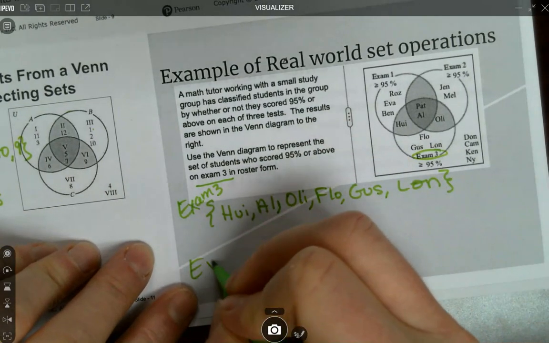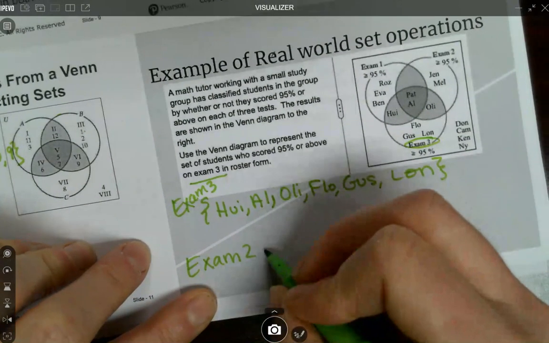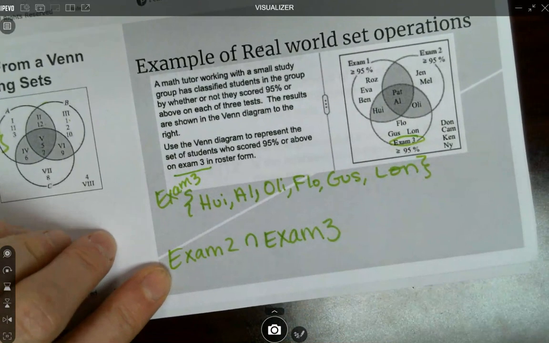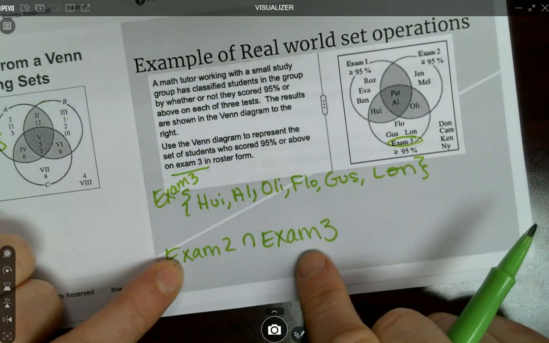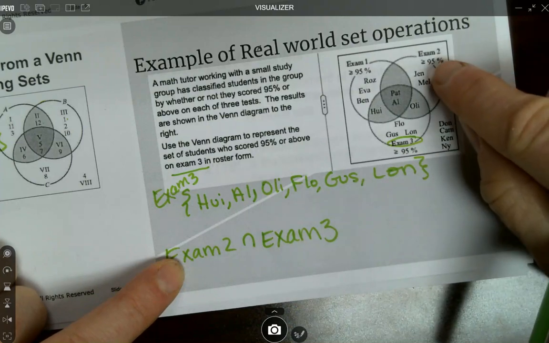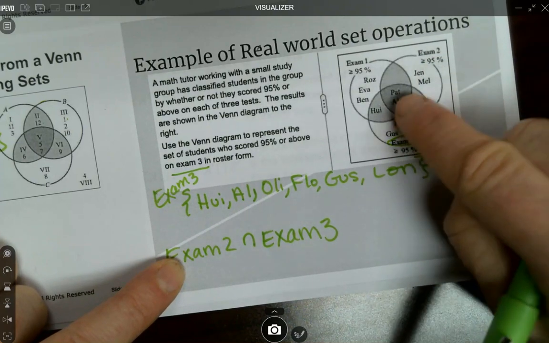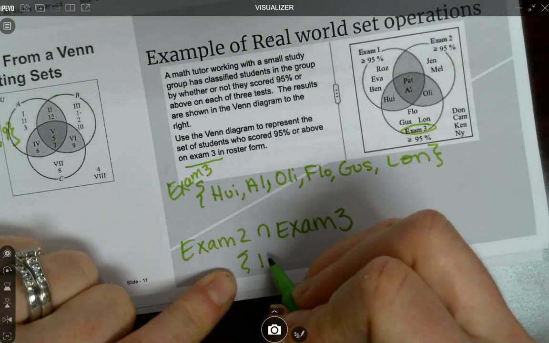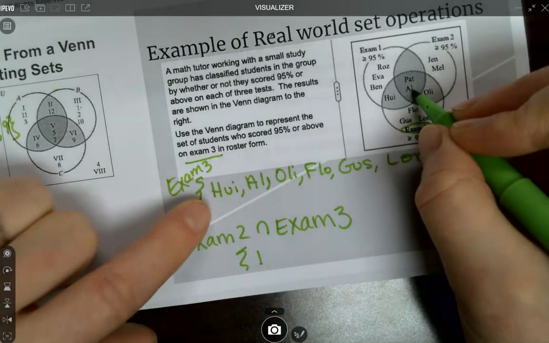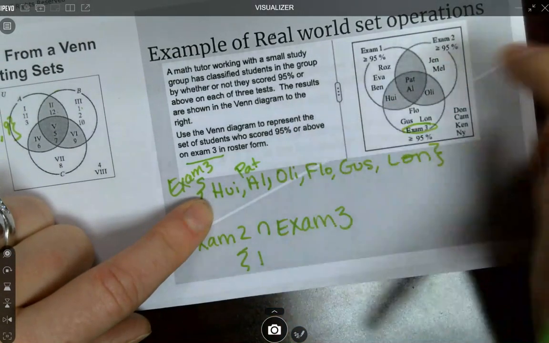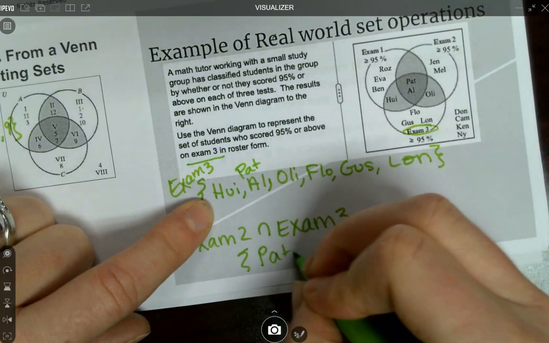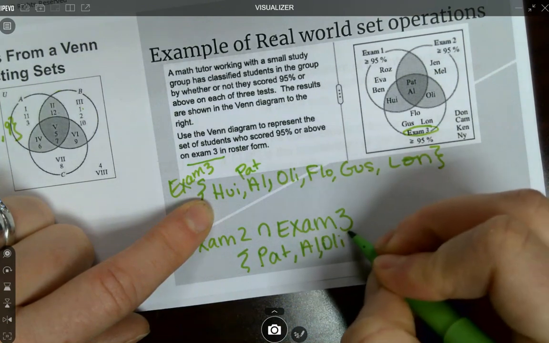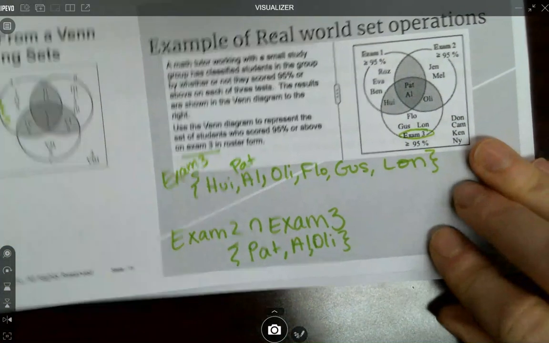What if we did exam 2 intersect exam 3? So we would find all of them that made 95% on exam 2 and exam 3. So it would be, I should have included Pat here. Sorry, forgot Pat. He was kind of hiding there. Okay, so it'd be Pat, Al, Al, and Ollie. All right, so that is it for these notes.